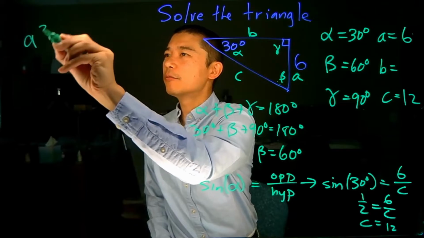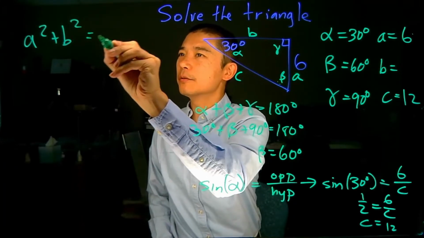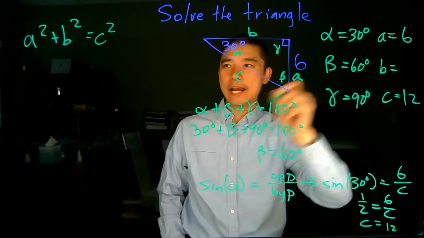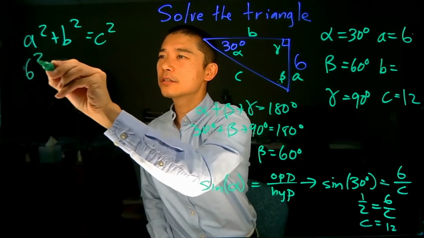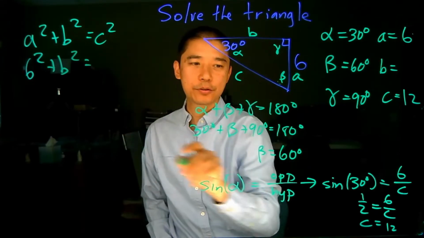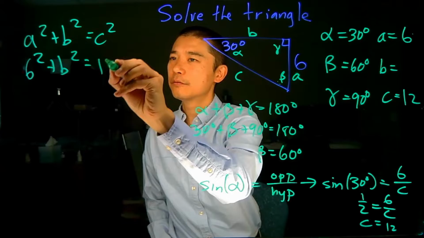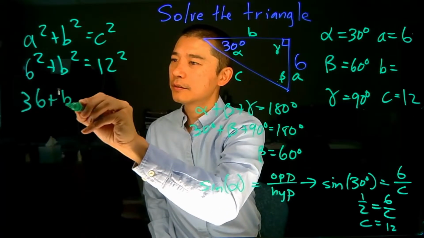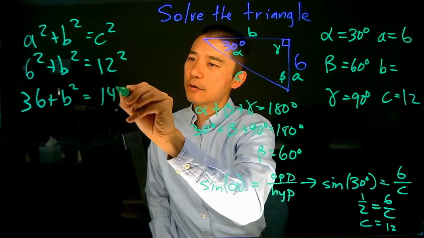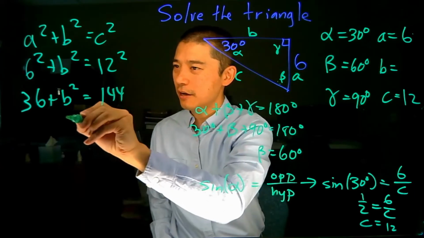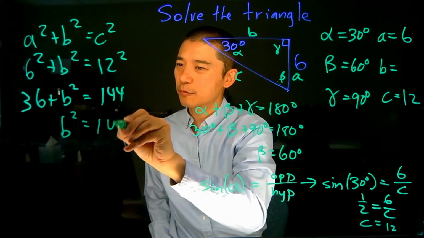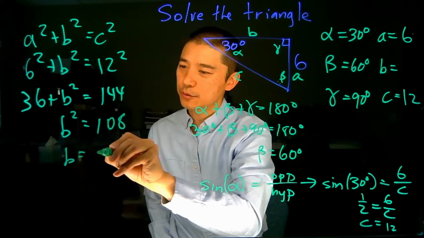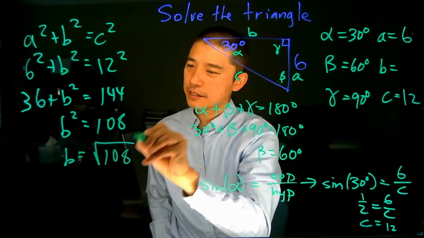So a squared plus b squared equals c squared. Our a is 6. So 6 squared plus b squared is equal to, our c was 12. 6 squared is 36. 12 squared is 144. Subtract off. b squared is 108. So b is equal to the square root of 108.